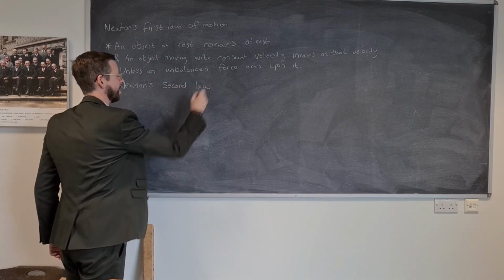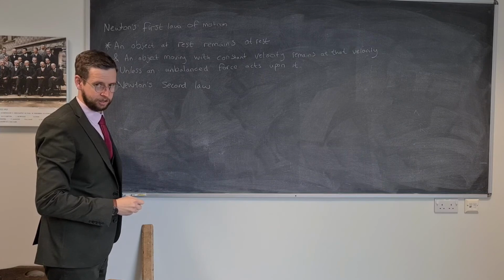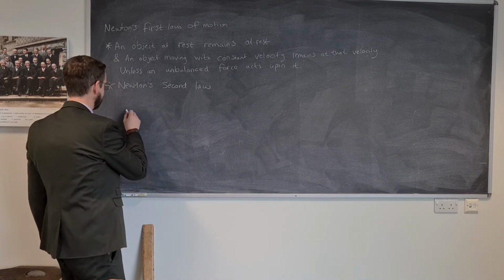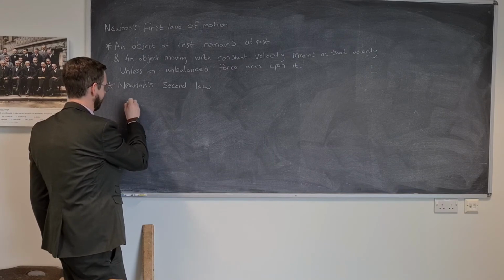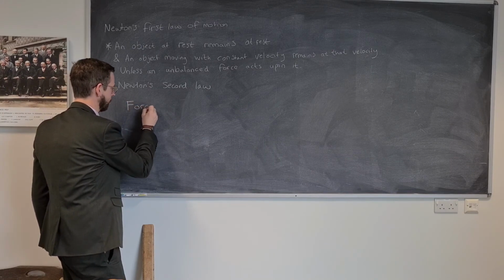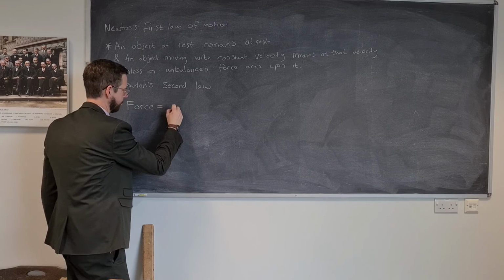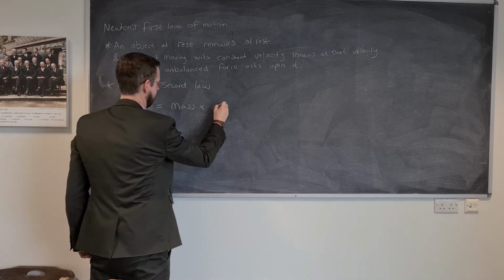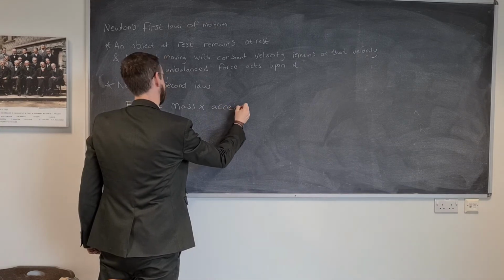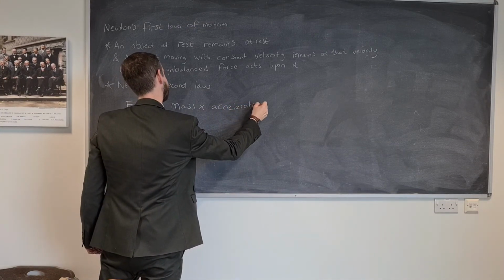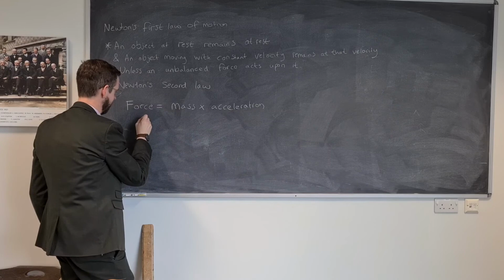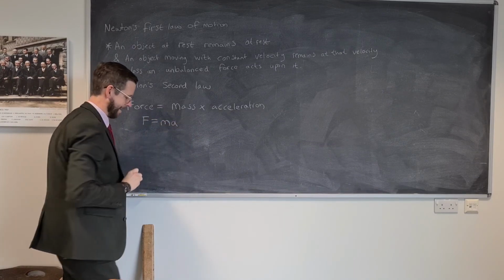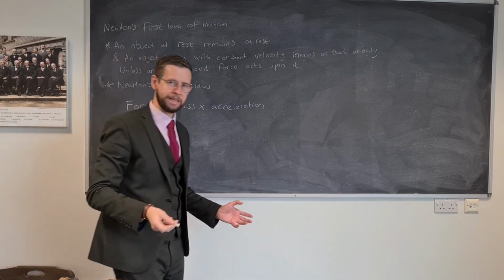Newton's second law looks at just how much a force will change the velocity or motion of an object. And so it's expressed through this relationship simply, that the force is equal to the mass of the object times the acceleration, which is sometimes written as F equals ma. But what does that really mean?